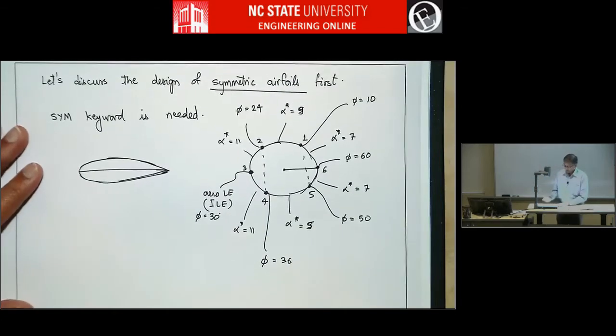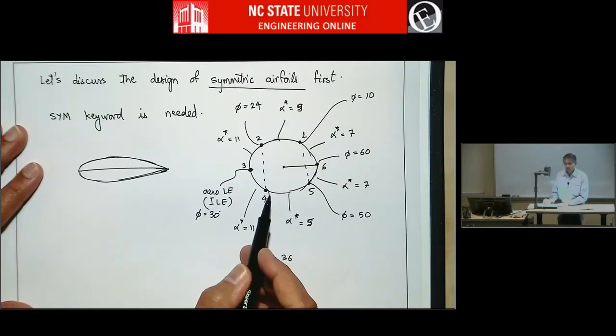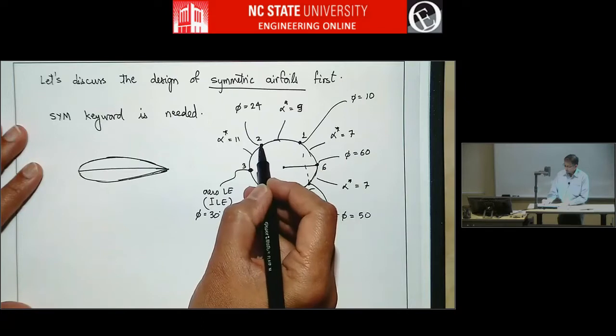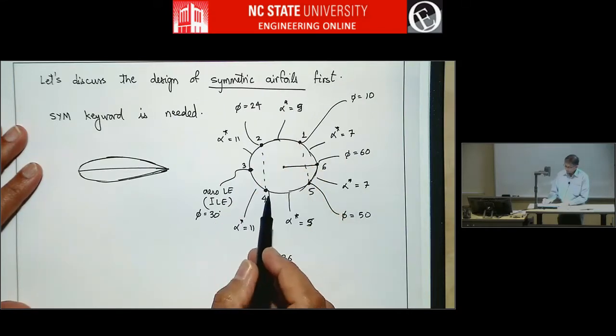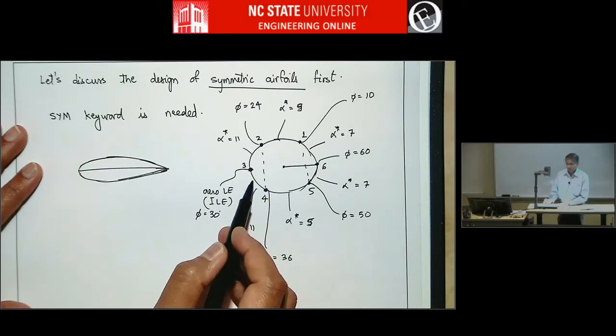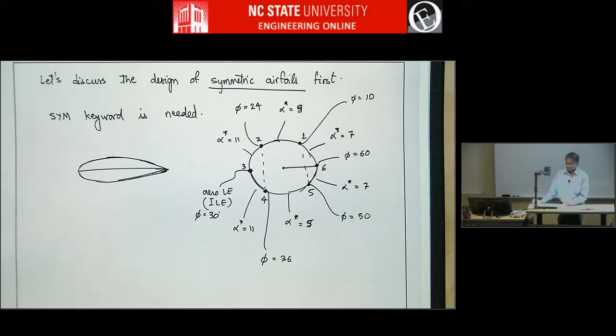So think about this. This is going to be a pain, right? Every time you change this, you have to remember to go and change this. So you will say foil something here, then foil 24, 9. Then this will have to be foil 36, 11 because you're talking about this segment. So anytime you change anything on the upper surface, you'll have to remember to go and change it on the lower surface. And that's a real bother.